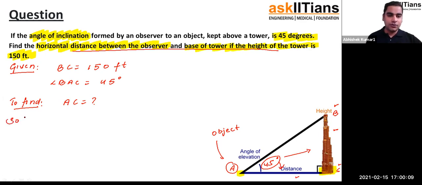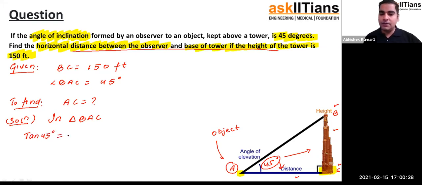Okay. So in triangle that I have, in triangle BAC, clear? In this triangle BAC, what do we have? In this triangle BAC, if I calculate tan of 45 degree, what will I get? Tan of 45 degree is going to give me perpendicular by base. That means I am going to have BC over AC. Clear? We all know the value of tan 45, which is 1. BC, we are already provided 150. And AC, we have to calculate, right?